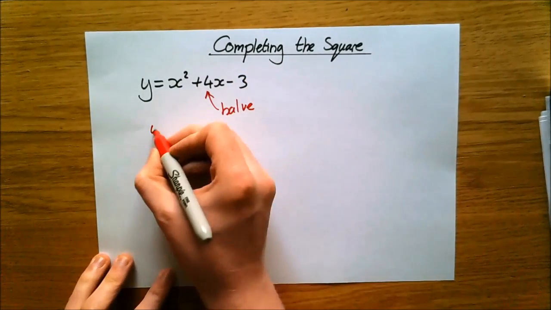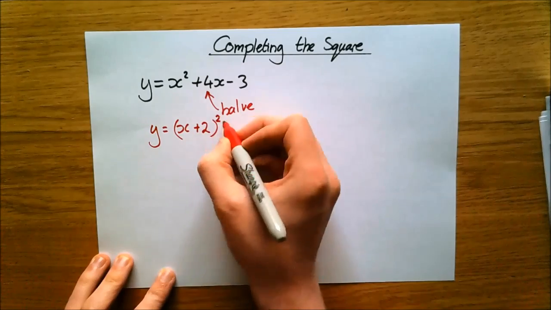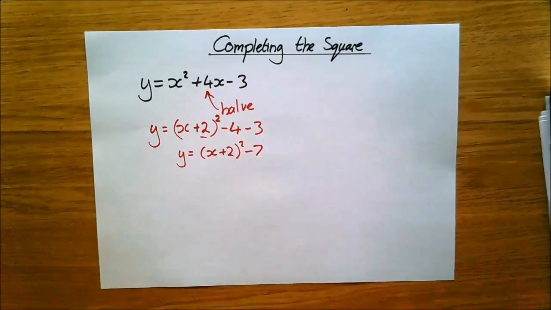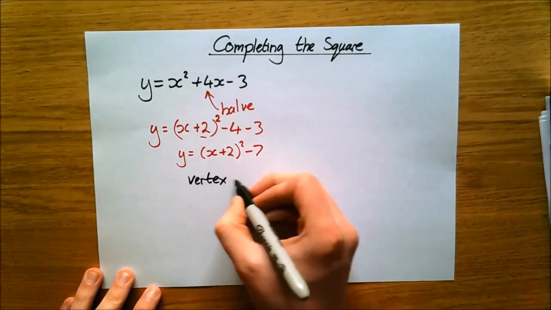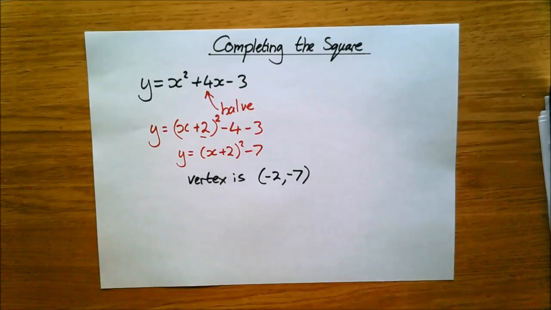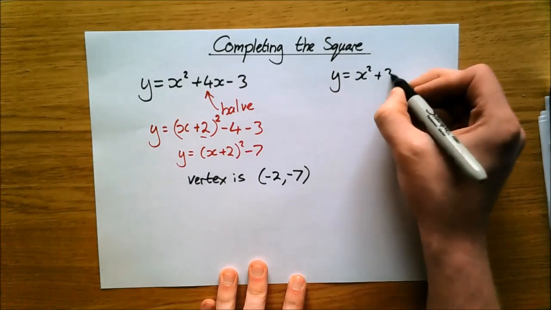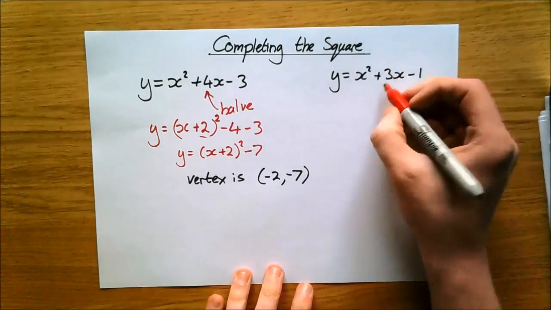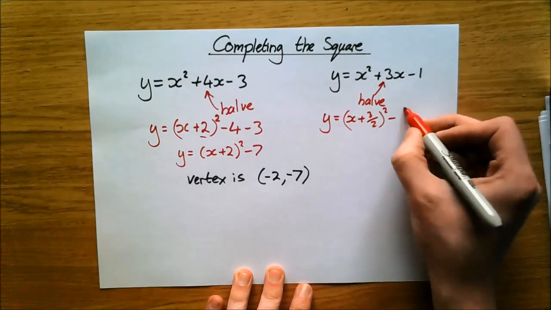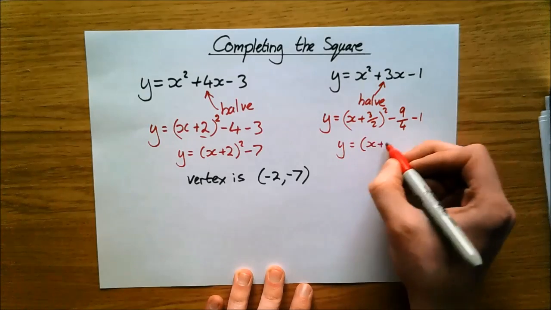Our first step is to halve the x coefficient, i.e. the number multiplying the x. This gives us the basis of our bracket squared. After this step we must square the number in the bracket and then subtract it. And once tidied up and in this form we can simply read off the vertex by taking the negative of the number in the bracket as our x coordinate and the number at the end as our y coordinate.